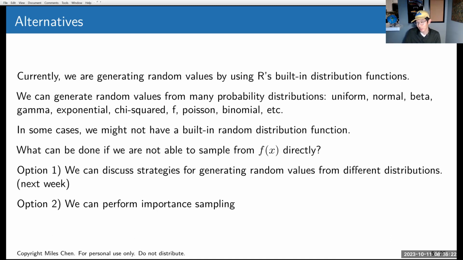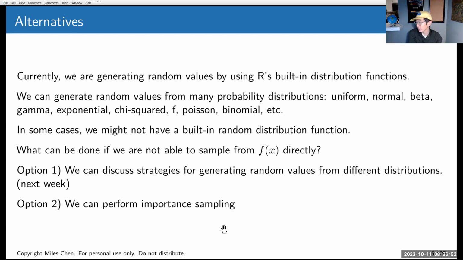And so we have the inverse CDF method, and we have rejection sampling, and we have these different techniques. But what we're going to look at today is something called importance sampling. Importance sampling is basically a way for us to compensate for not being able to generate from this distribution.